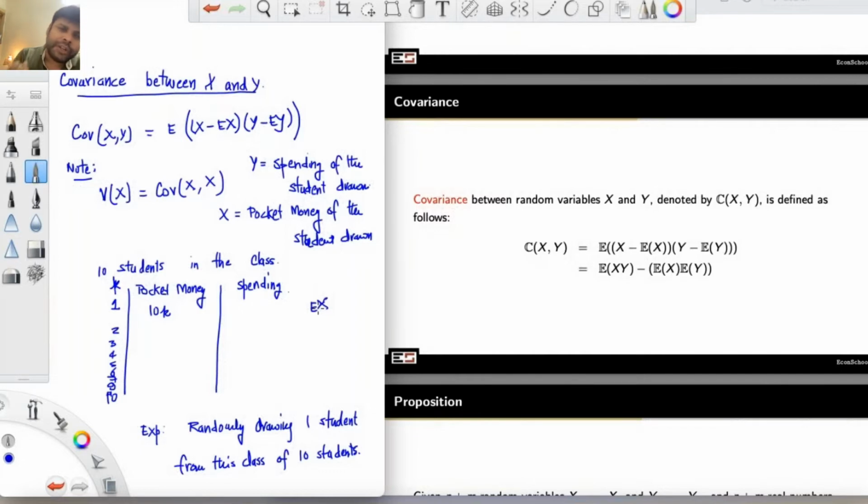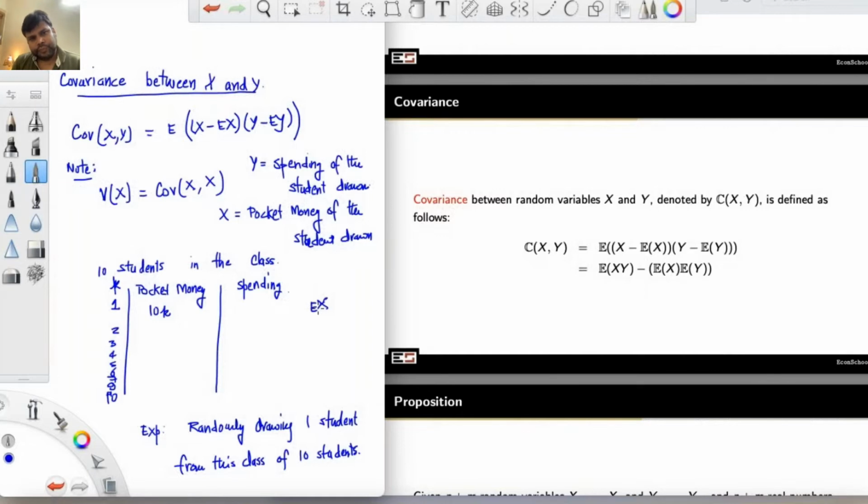Remember that each student is equally likely to be drawn. What is the interpretation of the expected value of X? Remember that every student is equally likely to be drawn. So what is it in this particular experiment where you're drawing a student randomly from the class of 10 students, where X is nothing but the pocket money of the student drawn? Can you tell me what is the expected value of X?